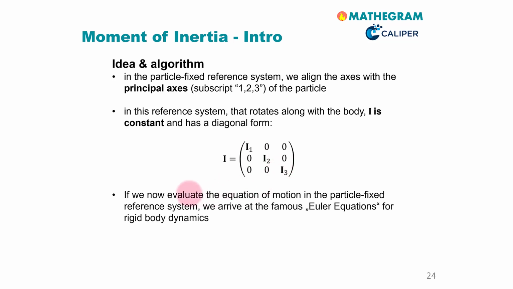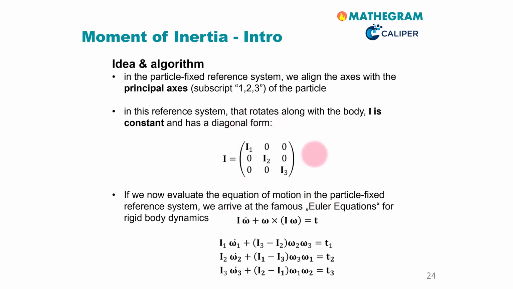If we now evaluate the equation of motion in this particle-fixed reference system, we arrive at the famous Euler equations for rigid body dynamics. So this is again the angular momentum balance equation in the particle-fixed reference system. And if we now use this special form, we arrive at the set of 3 equations that form these Euler equations that are so famous. You see, we can now easily solve for the angular velocities omega 1, omega 2 and omega 3 by integrating these 3 equations at a time.